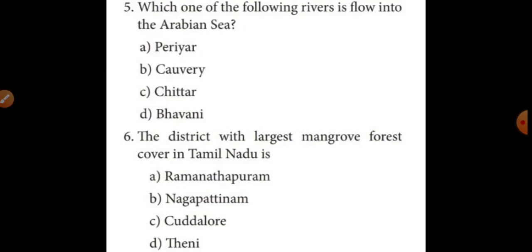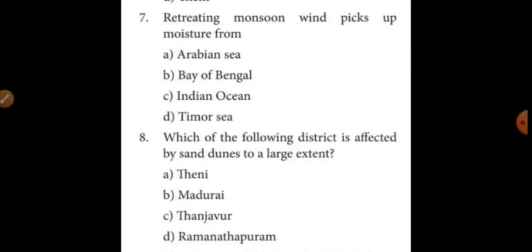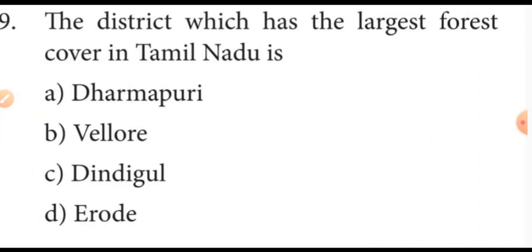Kaveri. Sixth one, C option, Kudalur. Seventh one, B option, Bay of Bengal. Eighth one, A option, Theni. Then ninth one, Tharmaburi district, A, Tharmaburi. Okay. Then Roman number 2, fill-ups.